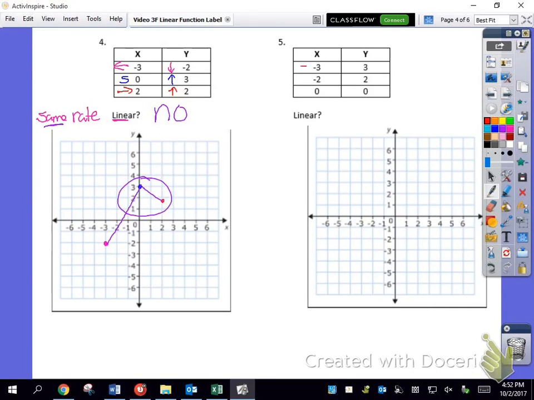For the next one, -3, I go to the left and then I go up 3. So -3, 3. Then -2, up 2. And then I stay, 0, 0. Now if I draw this line, notice I go down 1 over 1, down 1 over 1, down 1 over 1, down 1 over 1. It's the same rate over and over. So yes, that is linear.